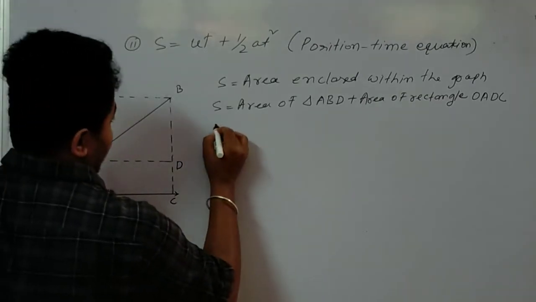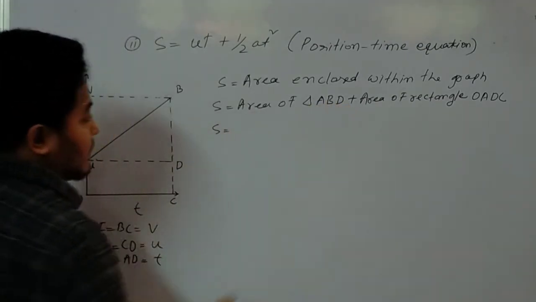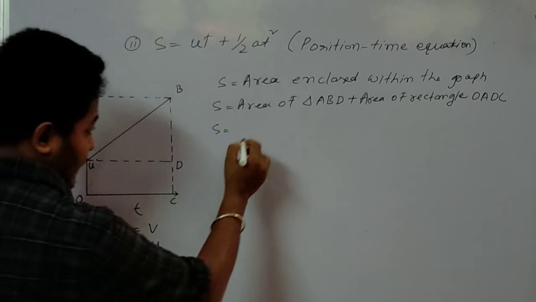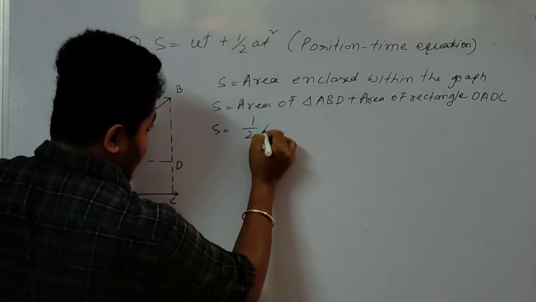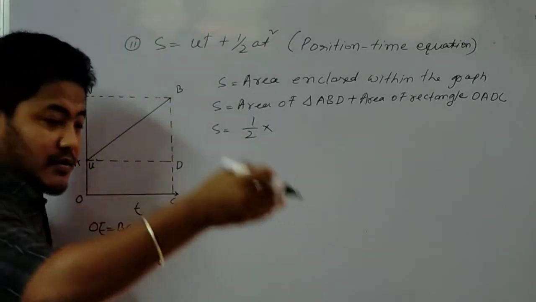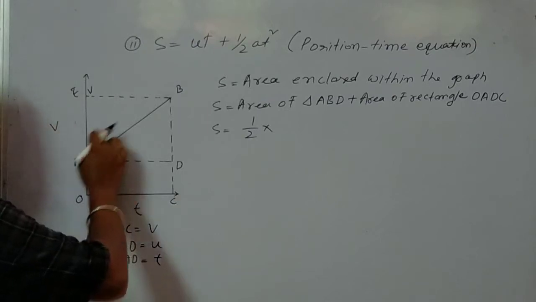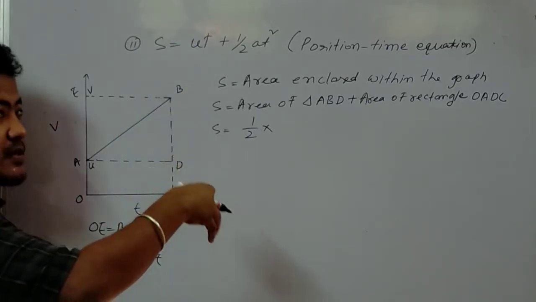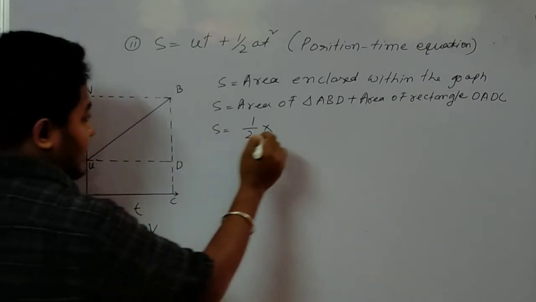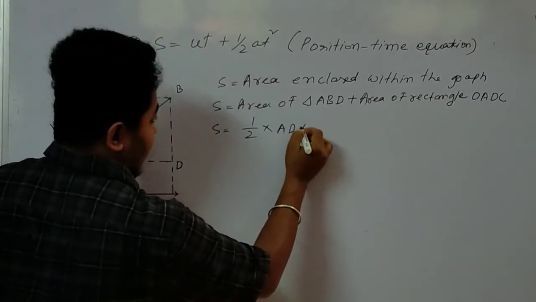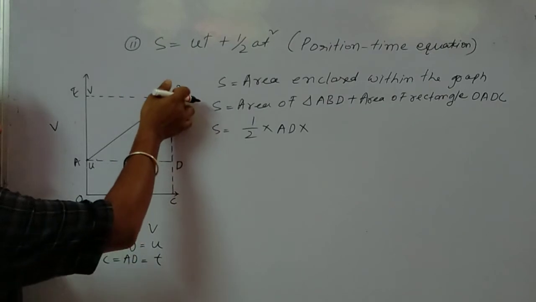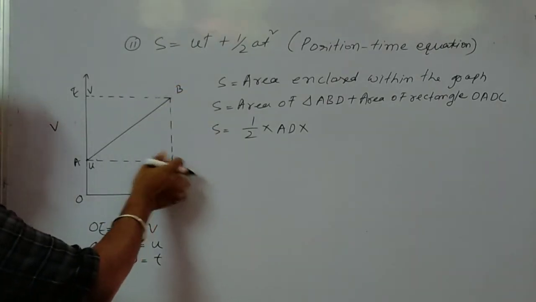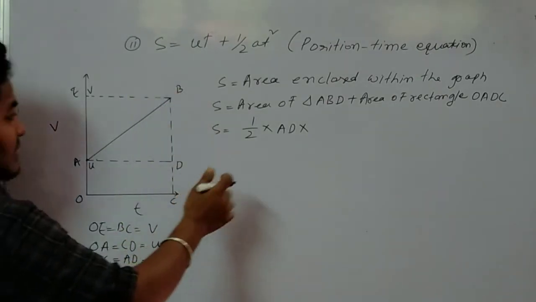So S is equal to area of triangle. We know what is the area of triangle? Half into base into height. So in triangle ABD, which is the base? Base is going to be AD. So half of AD into height. This is BD. Okay, half of AD into BD you can write.